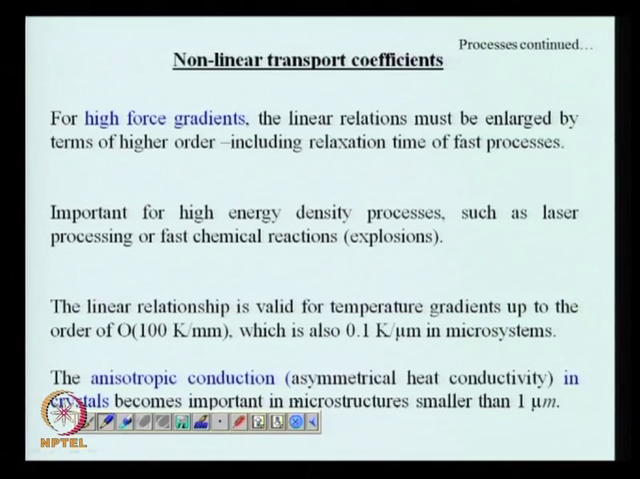We do not come across such high temperature gradients in macro processes, but when we convert this into microsystems, this refers to about 0.1 Kelvin per micron. Now, there are certain processes in which at the microscale this kind of temperature gradients are commonplace. You will find such temperature gradients taking place in micro devices.